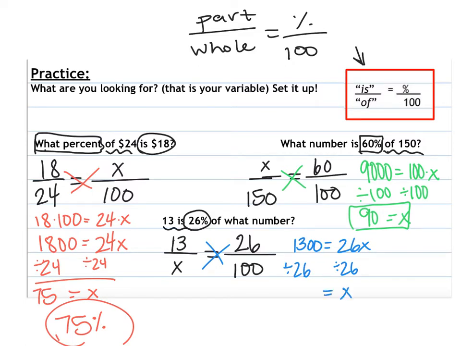And x equals 50. So your of would be 50. Okay, that's the percent proportion.